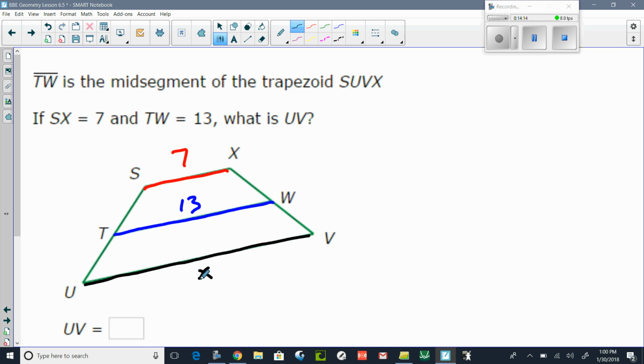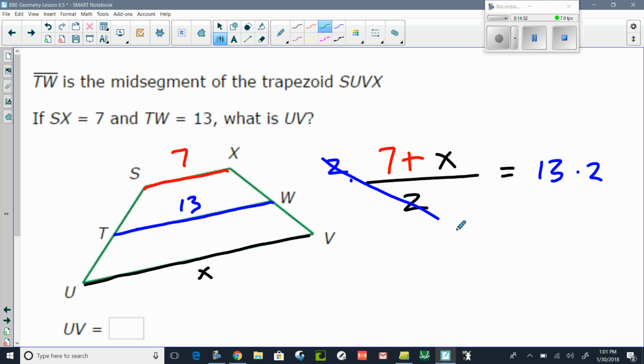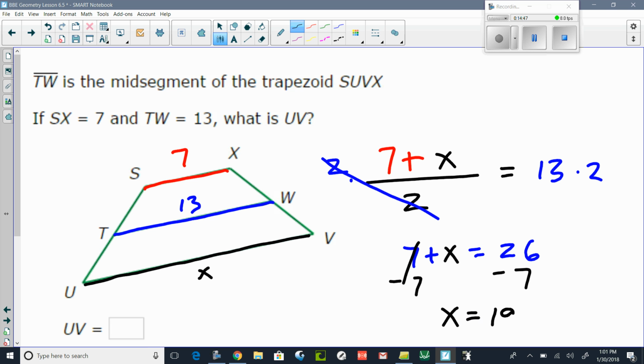Well, if we call this X, basically what we'd have to do is find the average. So we're going to take 7 plus X, divide that by 2, and that's got to equal 13. If I want to solve this equation using algebra, I can multiply by 2 here, multiply by 2 there. This cancels, so 7 plus X equals 26. This is supposed to be X, not 6. 7 plus X equals 26. Subtract 7, and we end up with X equals 19. So our other base here would have to be 19 in order for this mid-segment to be 13.